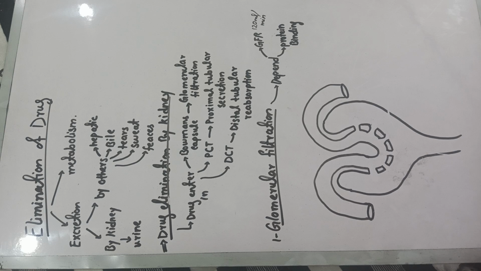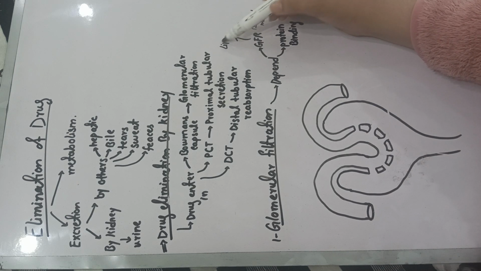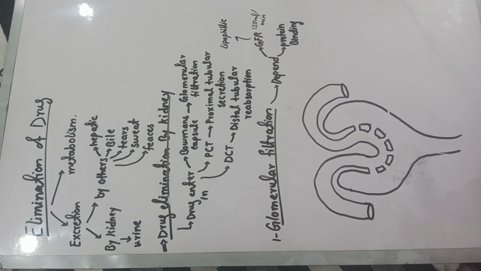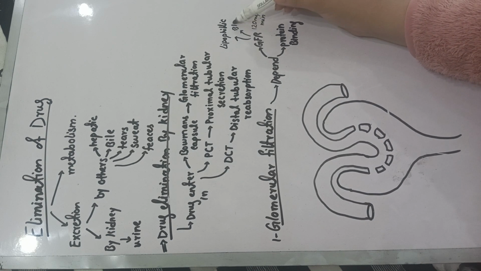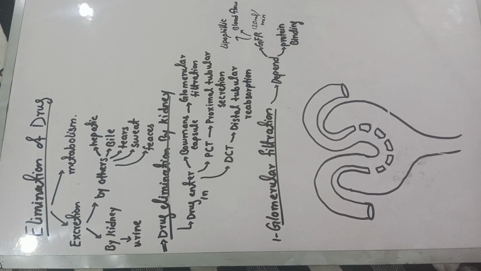Now there are various kinds of factors which affect your glomerular filtration rate. Like the lipophilicity, meaning how lipophilic your drug is, affects your filtration rate. The second factor is the blood flow, how much blood is flowing through your renal system. This also affects your GFR. If the blood flow is low, then your GFR will be low. And if the drug is more lipophilic, then your GFR will be low. Therefore, when the GFR changes, the glomerular filtration process is different.